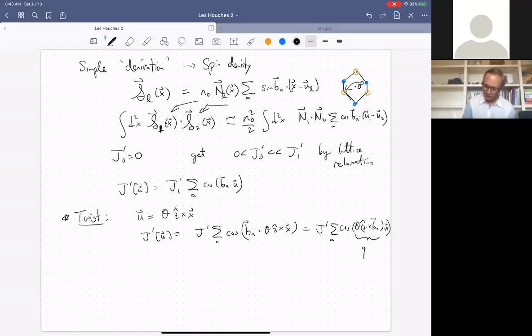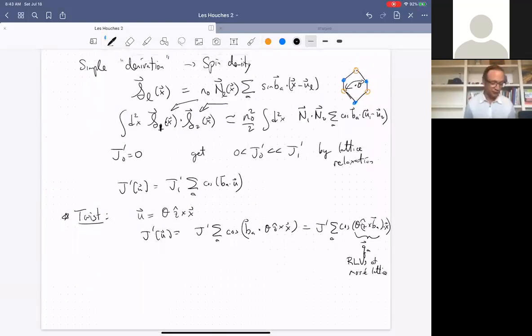So this defines a wave vector QA, which is theta z hat cross BA. It's a small wave vector proportional to theta. These are just the reciprocal lattice vectors of the Moire lattice. And they appear very much the same way those appear in the continuum model for twisted bilayer graphene, for example. So putting this together, we get an energy density, which is quite simple.